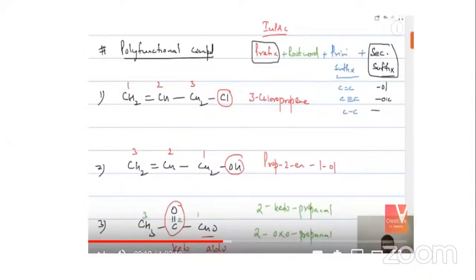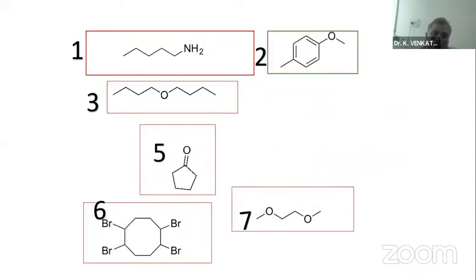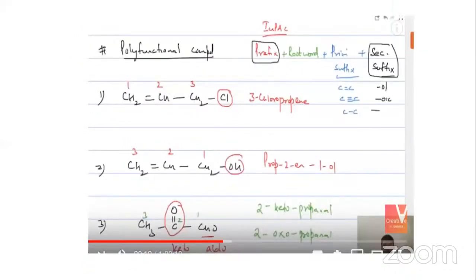Then pyruvic acid, we can say 2-oxopropanoic acid. Pyruvic acid, what is the formula? CH3, C double bond O, COOH. Acid gives first preference. Pyruvic acid is the common name, that is not the IUPAC name.